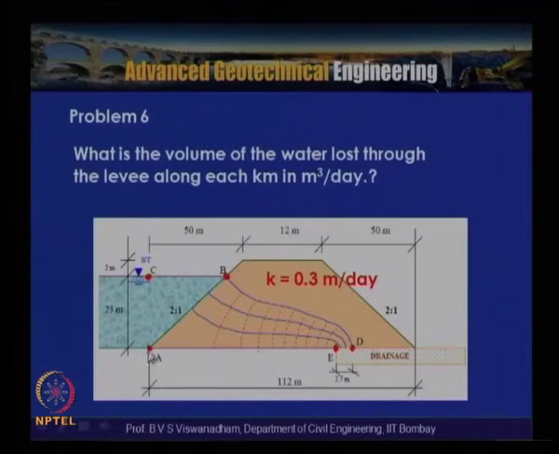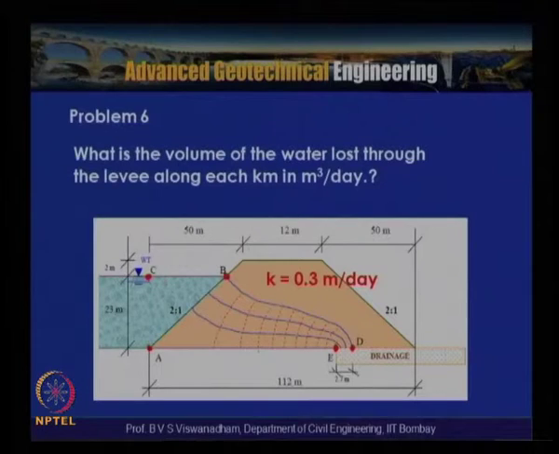Here it is required to indicate whether AB is an equipotential line or a flow line, whether ED is an equipotential line or a flow line, and whether BD is an equipotential line or a flow line. These need to be identified, with a permeability of K equal to 0.3 meter per day, because isotropic permeability can be achieved once we get the material from a single borrow pit area.